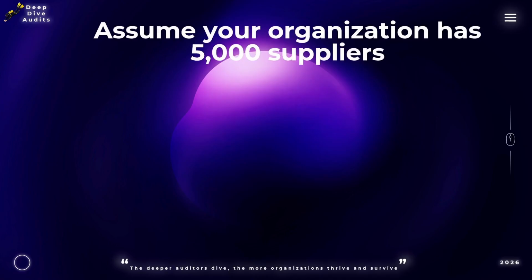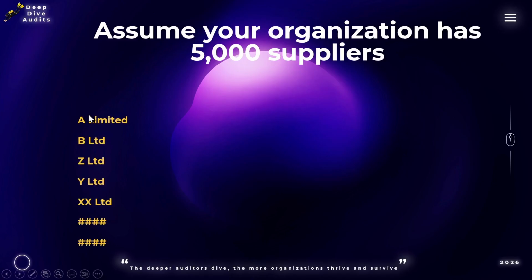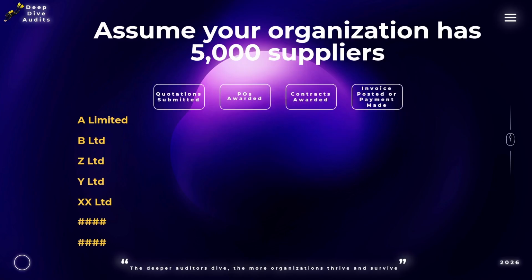So assume your organization has 5,000 suppliers, okay, and these are the list of those suppliers: A Limited, B Limited, and other companies which exist in your vendor master list. So if you are determining based on four criteria which I showed you before, you have to determine if A Limited has submitted quotations in the last 2 years, any PO awarded, contracts awarded, or invoice posted. If any of these is present, then it means the vendor is active.